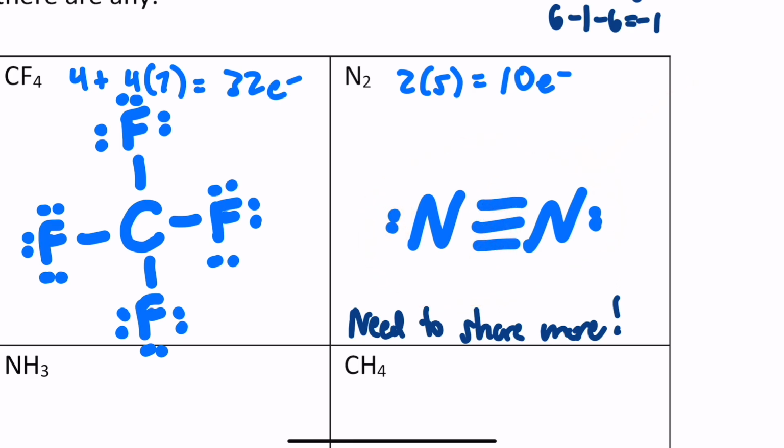So when you don't have enough electrons to satisfy the octet everywhere with only single bonds, you just need to share more until you get it down to what your valence is. You can only use the valence.